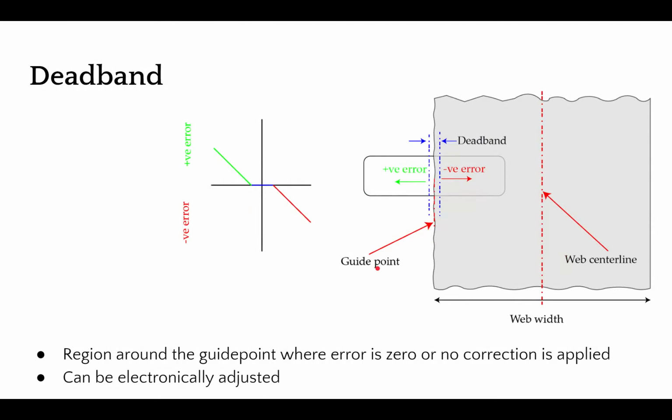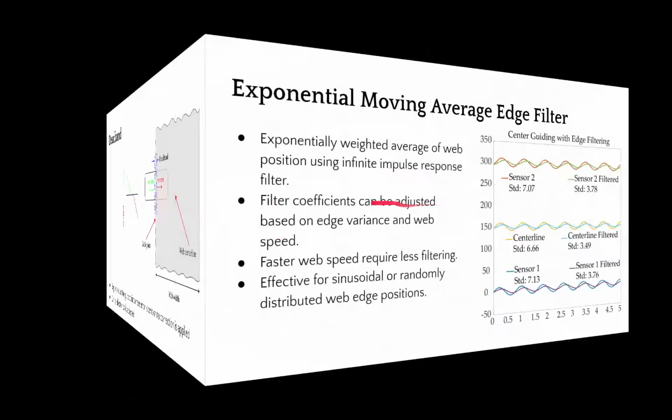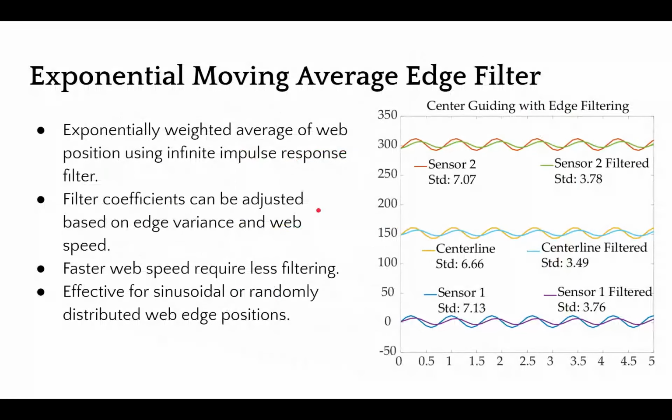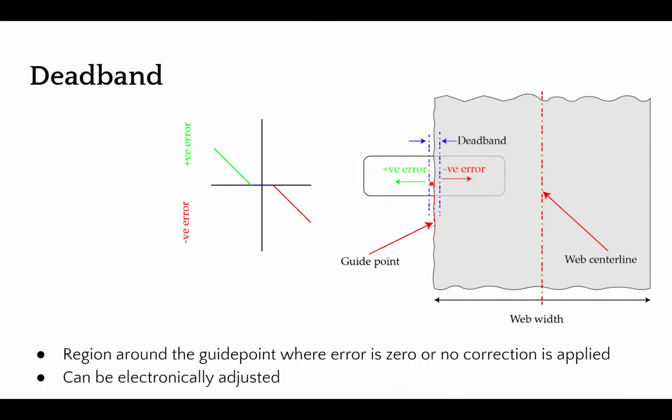Another concept that I wanted to introduce is what is called a deadband. Now the guide point is the reference position where the actuator will change direction to guide the web. You can introduce what we call a deadband, and what that does is that whenever the web falls within this deadband, the actuator will not actuate.